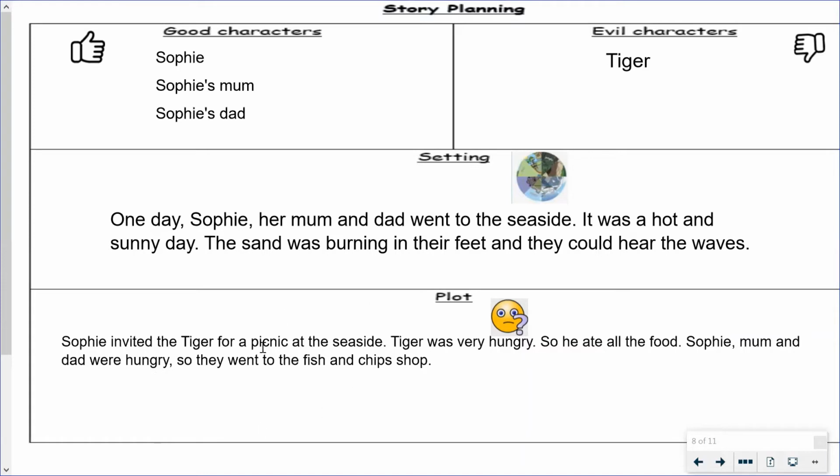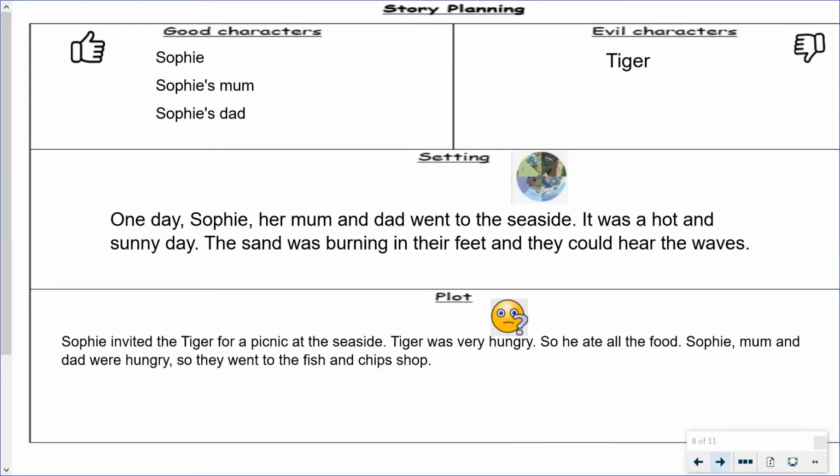Then I wrote some of my plot. I said that Sophie invited the tiger for a picnic at the seaside. The tiger was very hungry, so he ate all the food. Sophie, mum and dad were hungry, so they went to the fish and chips shop. So here is my plot.